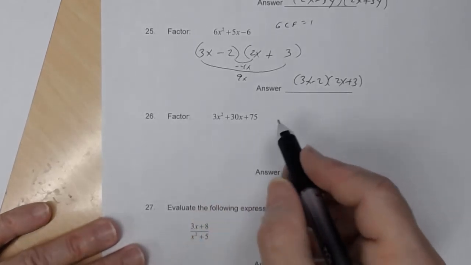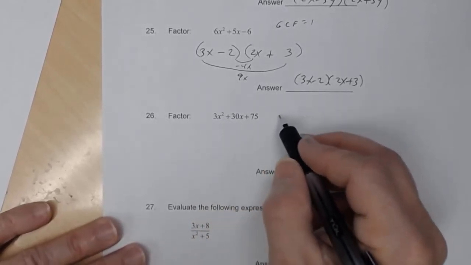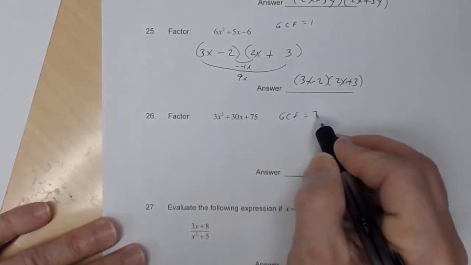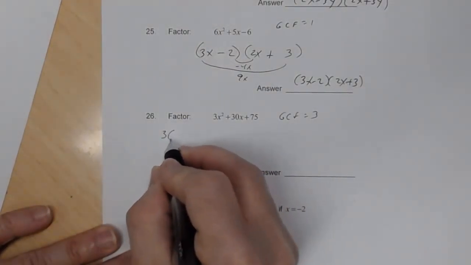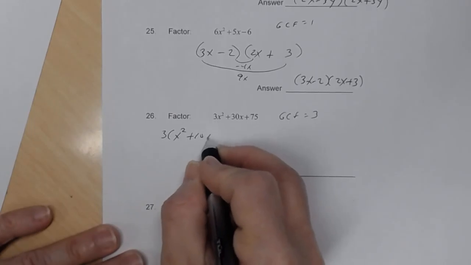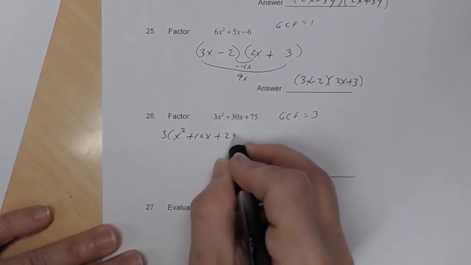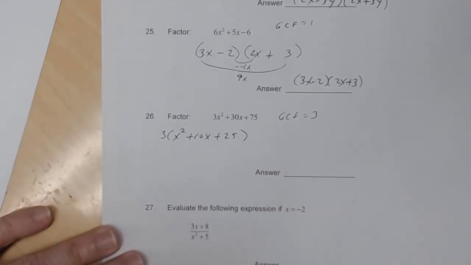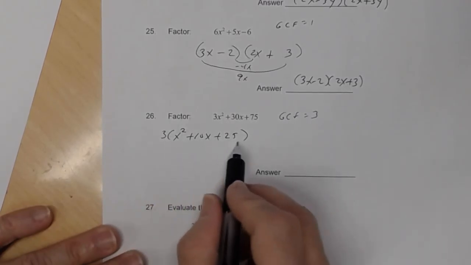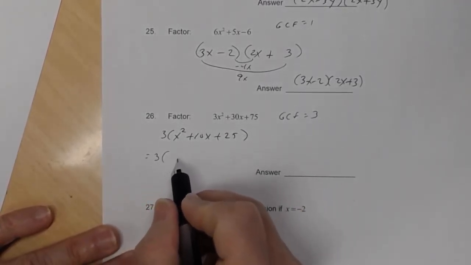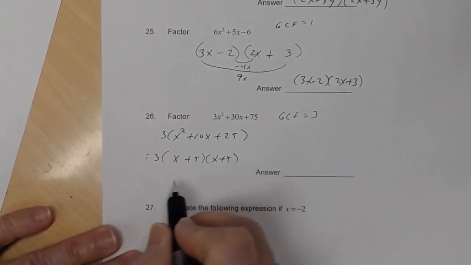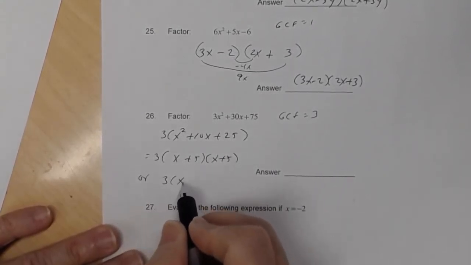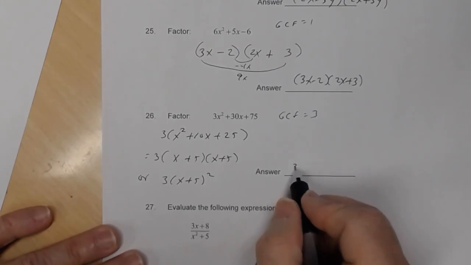Okay, over here, you're going to factor out a 3, so the GCF is 3, so you had to do that first. You had to factor out a 3. And so I get 3 times x squared plus 10x plus 25. And so when I factor this trinomial, I'm going to get 3 times x plus 5 times x plus 5, or 3 times x plus 5 squared.